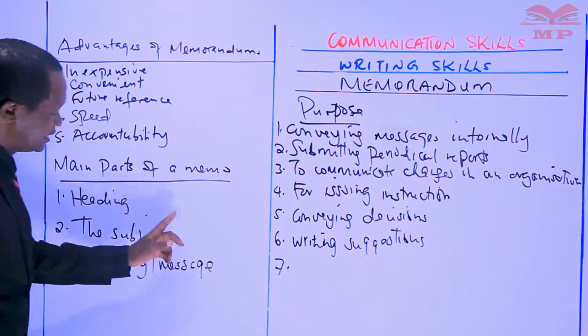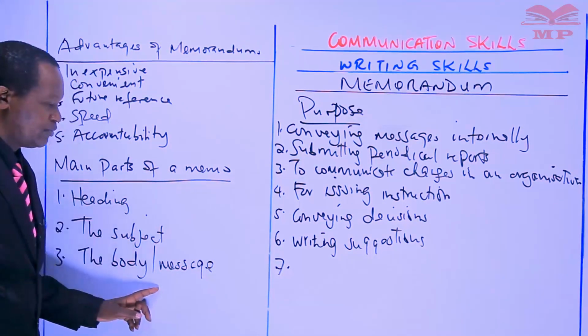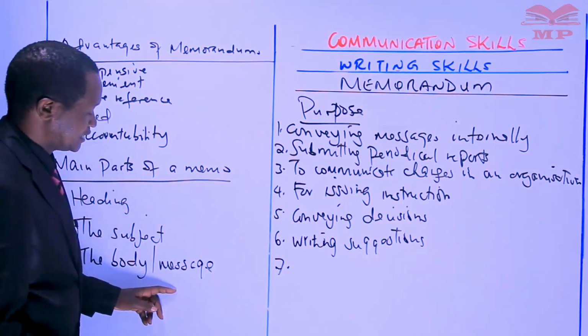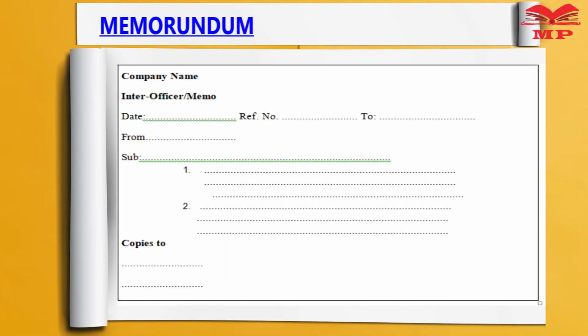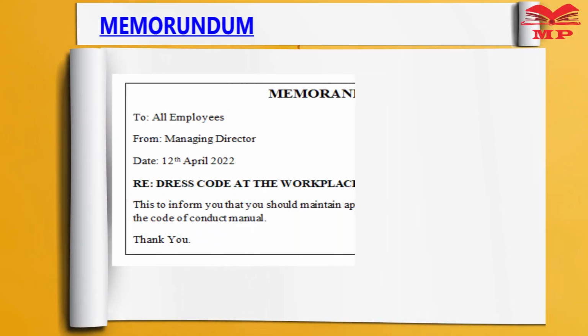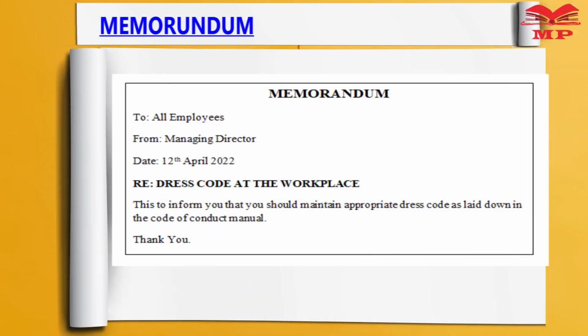So these are the three main parts of a memo, and I'm going to show you an example of a memo on your screen. You can see we have the heading, where we write the memo. You can see memo to, memo from. That memo also has a subject, a body, and a message. So that is an example of a memo on your screen.